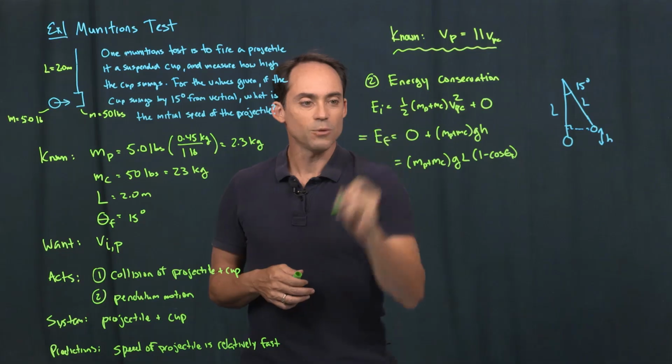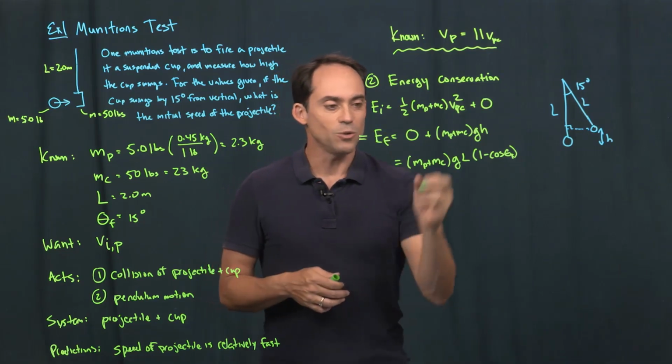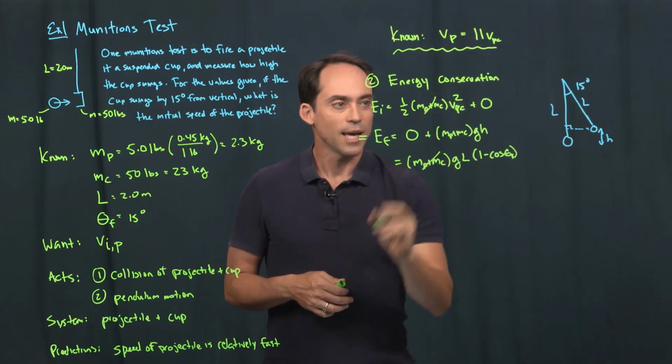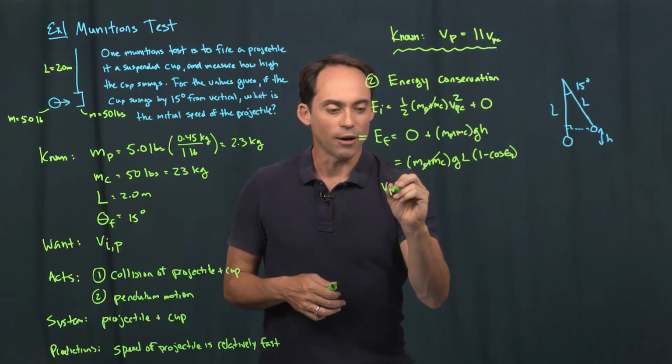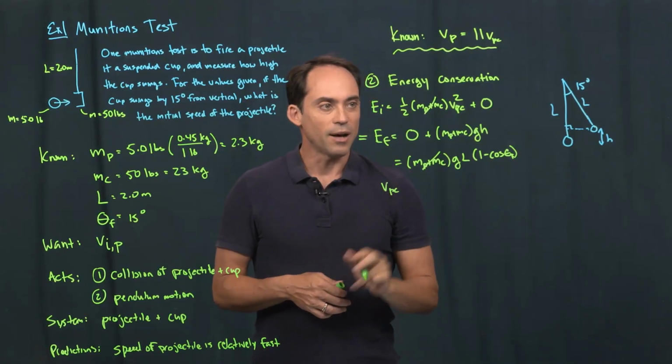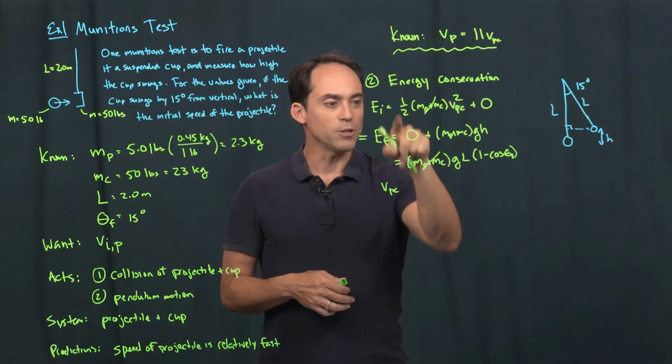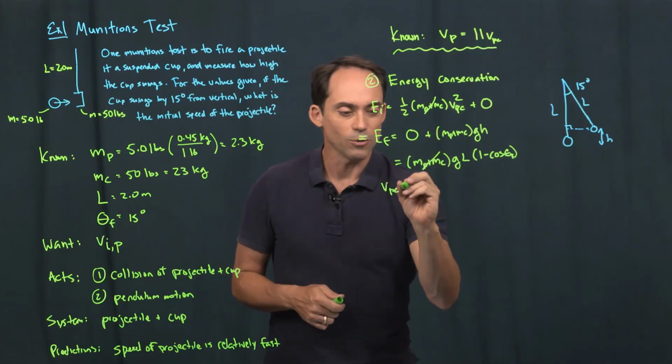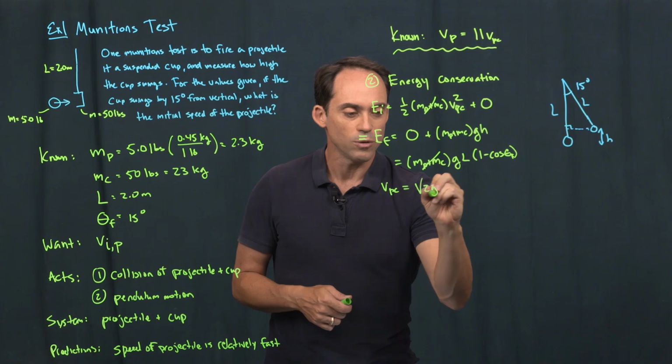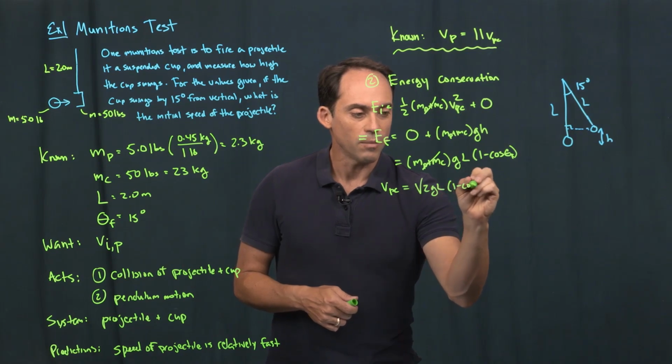And again, because we don't have any dissipative forces in this problem, we can set these equal to each other, which allows us to cancel out a couple of terms, and more importantly, write down our velocity in terms of the other things that we know. So I'm going to multiply by 2 and take the square root. So this is the square root of 2gL(1 - cos θ).